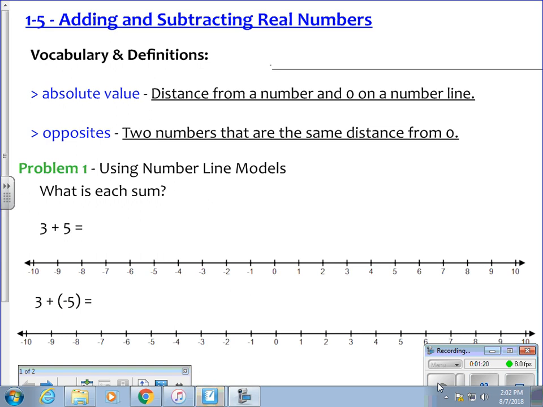Opposites. Two numbers that are the same distance from 0. Okay. Opposites are two numbers that are the same distance from 0. What's the opposite of 2? -2. What's the opposite of -5? 5. Those are opposites. Good.